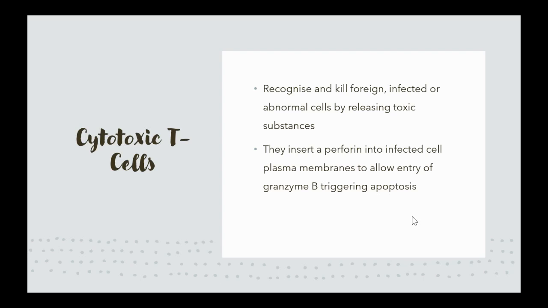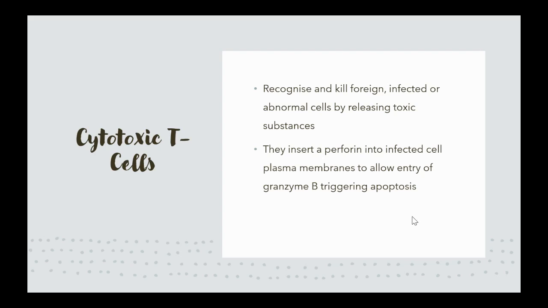Cytotoxic T cells recognize and kill foreign, infected, or abnormal cells. Please note what that says there. Foreign cells, infected cells, or abnormal cells. So we're not here talking about it directly killing the pathogen. They kill the cell. They insert something called perforin, which, as the name suggests, perforates the cell membrane of the cell. It releases a substance called granzyme B, and granzyme B triggers a process called apoptosis. Apoptosis is programmed cell death.